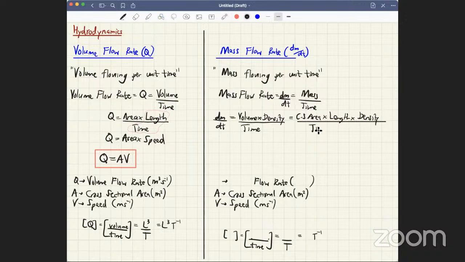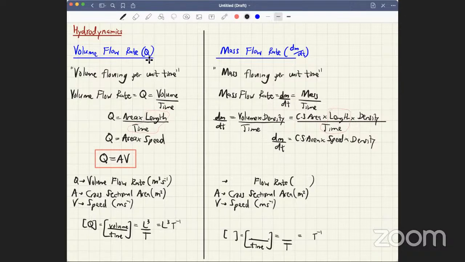Sometimes they might ask you to derive these equations. Once again, we are going to combine length and time, which means we will be getting something like this. dm over dt is cross-sectional area into speed into density, just multiplying volume flow rate by density, that's all. So it's going to be A V rho, right?